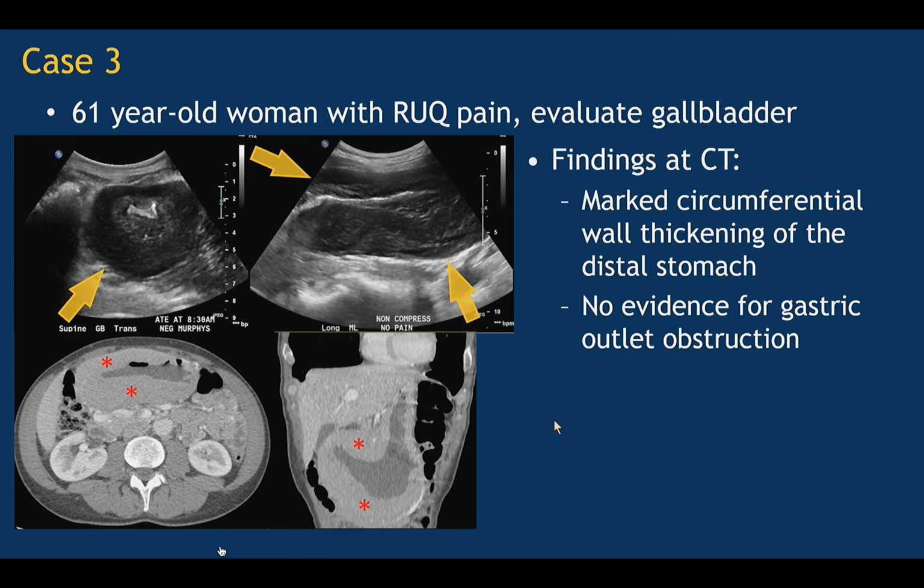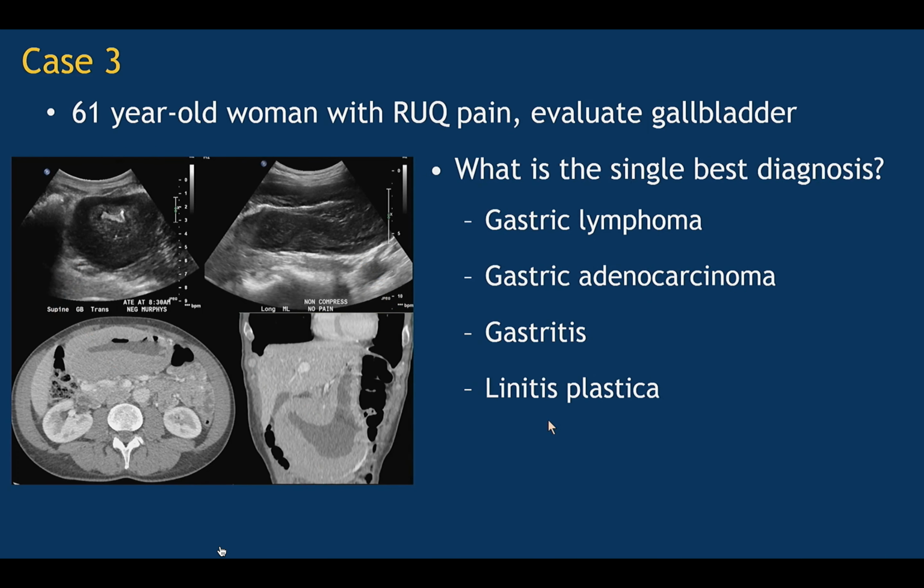So sure enough, the abnormality at ultrasound corresponded to marked circumferential wall thickening of the distal stomach. There was no evidence for gastric outlet obstruction, and we did find a normal gallbladder. What is the single best diagnosis for the marked gastric wall thickening? Gastric lymphoma, gastric adenocarcinoma, gastritis, or linitis plastica?